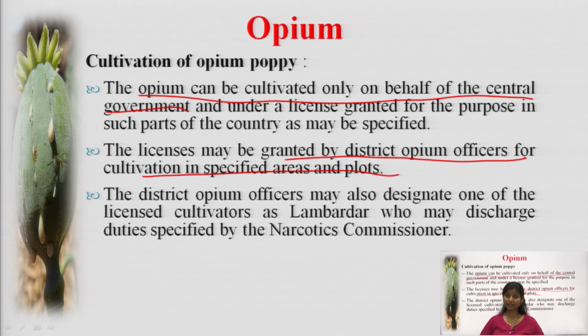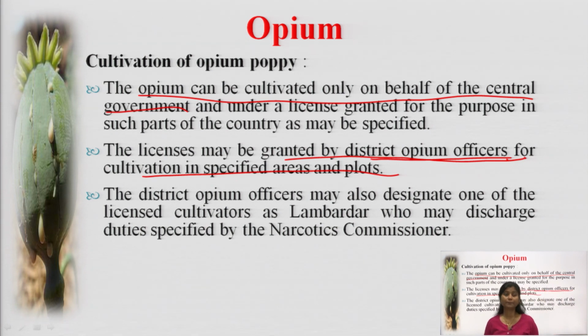So for the cultivation of opium, the first point is that you have to take a license, and the license is given by the district opium officer. The district opium officer is a government post, to which a person is appointed as and when required. If you want to start the cultivation of opium, then you have to take the license, which is issued by the district opium officer.